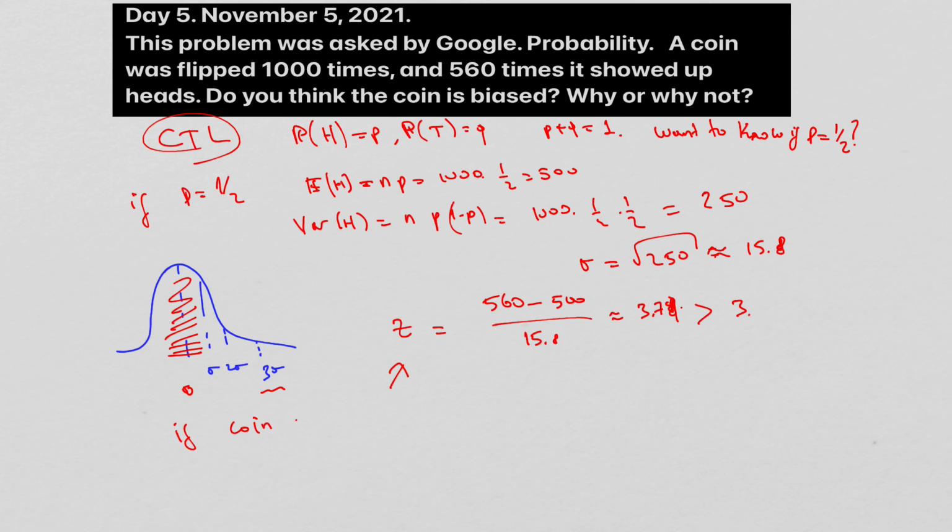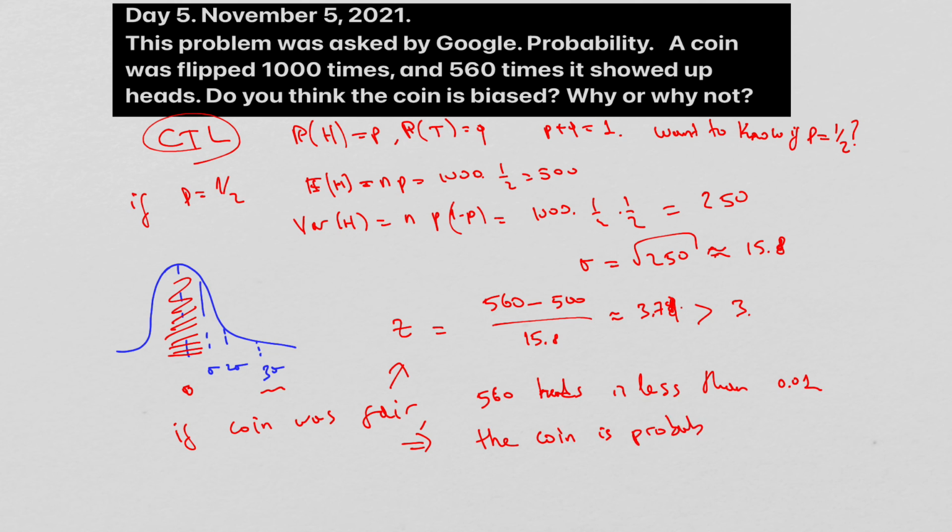Okay, in other words, if the coin was fair, then the probability of seeing 560 heads is less than 0.01. So this is telling us the coin is probably biased. All right, that's it.